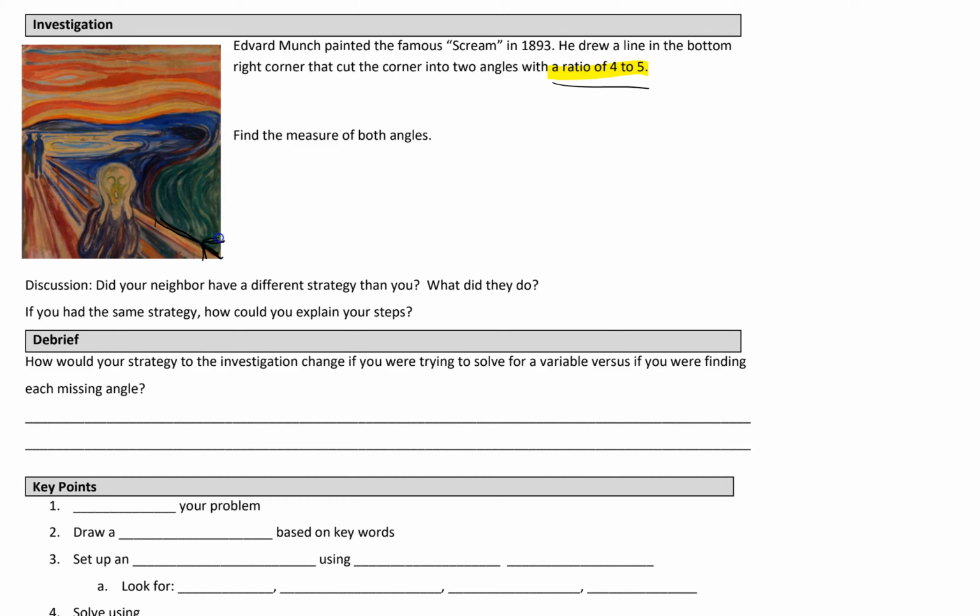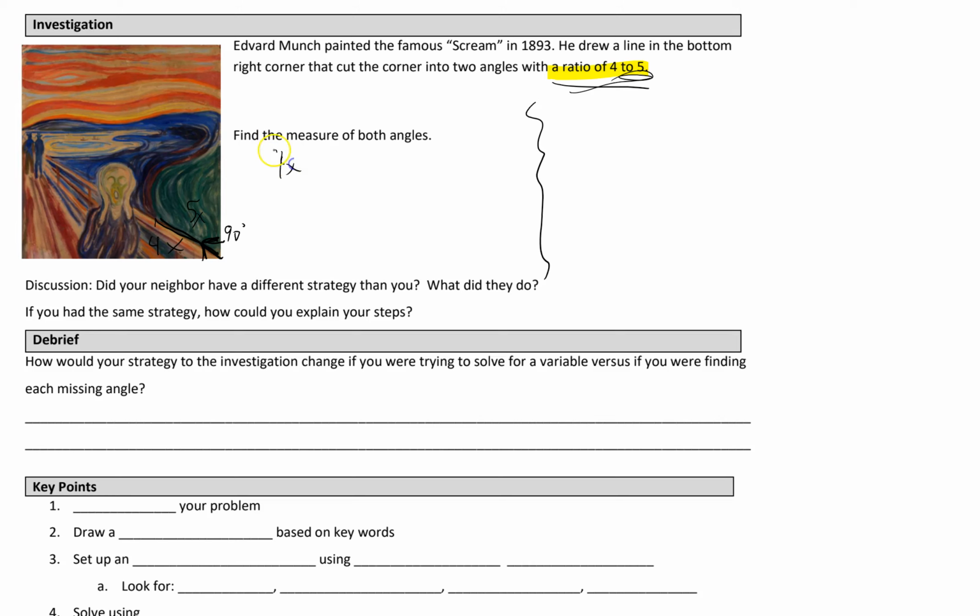Now I drew in this little corner because we know that together these two make a right angle, so they're complementary and they will make 90 degrees. So we can think of this problem a couple different ways. I'll show you guys two methods to solve. The first method is we can just give each of these numbers in the ratio a variable. So we can say, okay, we have a 4x and we have a 5x.